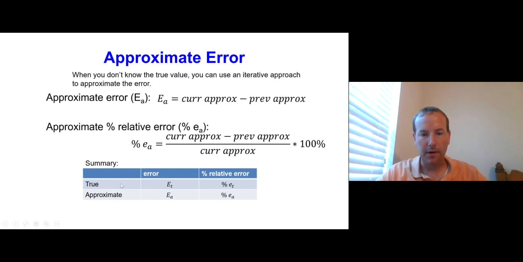So we just talked about different types of error. True error is when you knew the answer, and that could be just the true error itself, or it could be percent relative error.